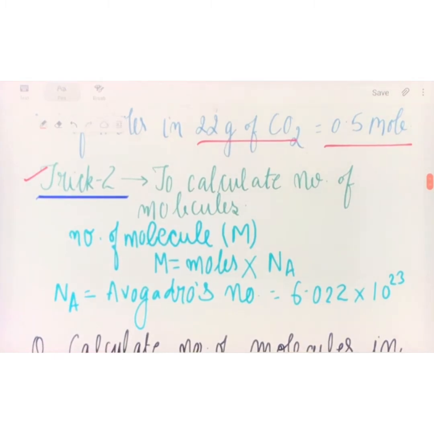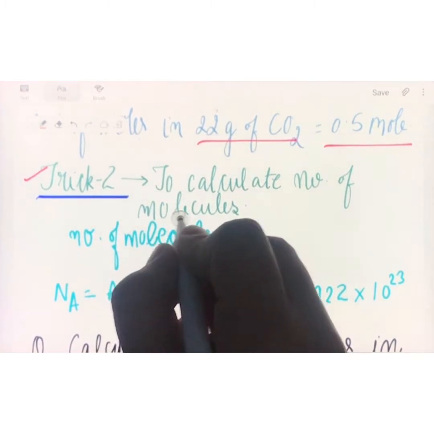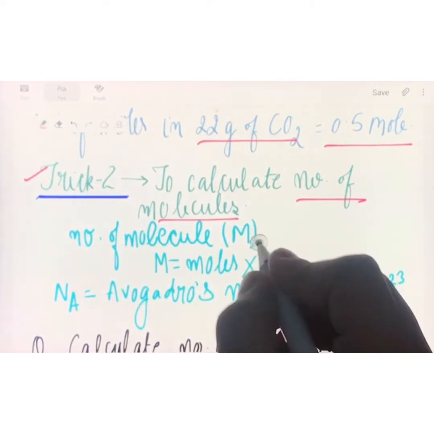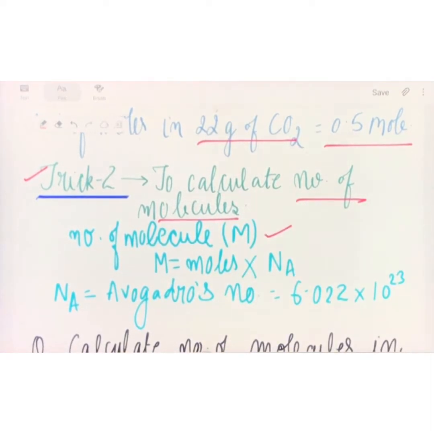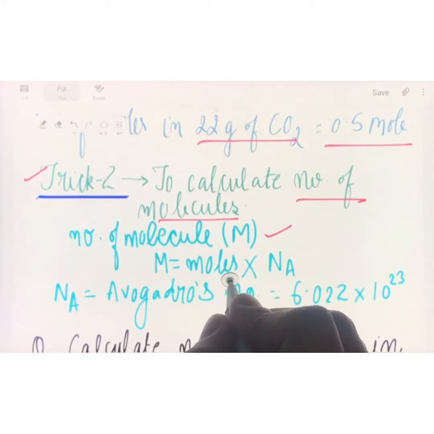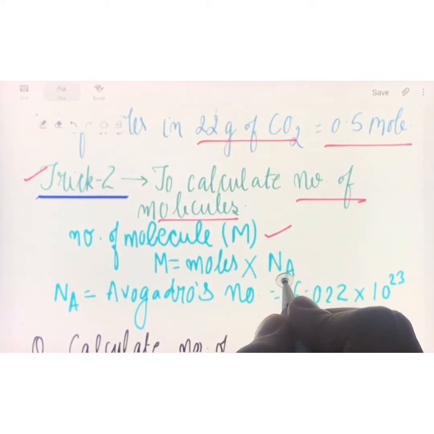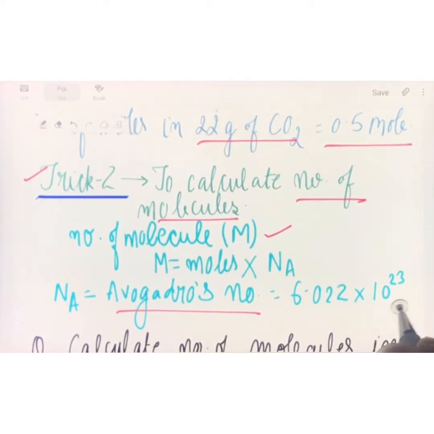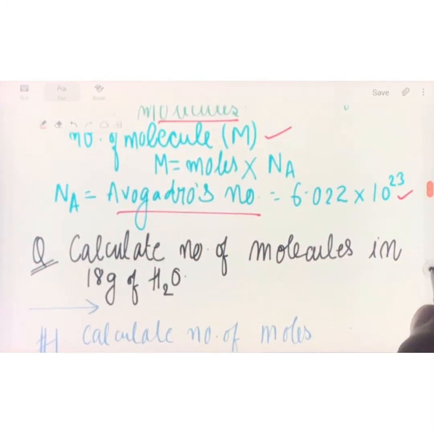The trick number 2 is to calculate the number of molecules. The number of molecules is denoted by capital M. Molecules is equal to moles into Na. Now you will be wondering what this Na is. This is the Avogadro's number whose value is 6.022 into 10 raised to the power 23. You have to remember this value.